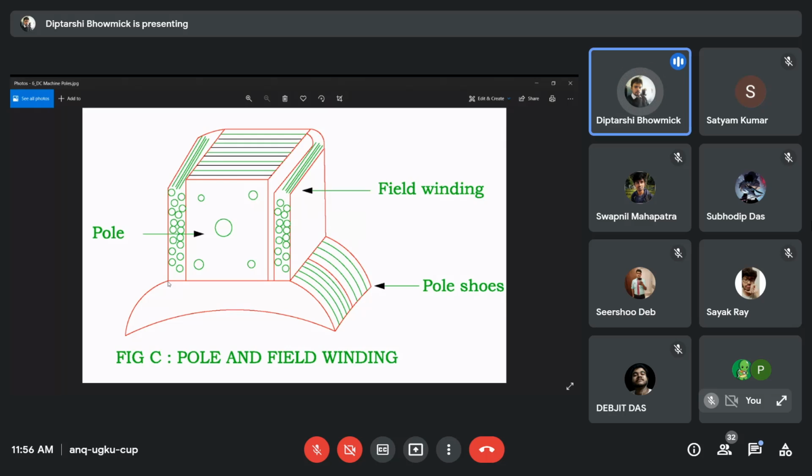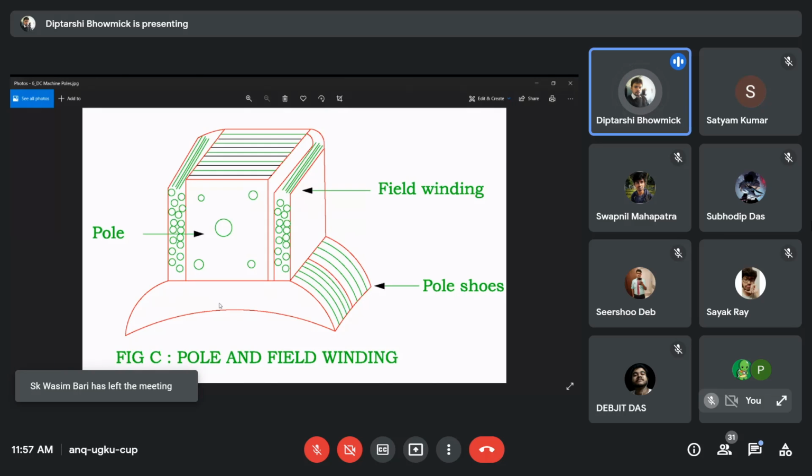Fine. So that means the air gap is more, which means the reluctance will be more over here. The flux will not try to flow through those edges, and the flux will try to concentrate in the middle, like this. So the flux will be concentrated. It will not be distributed.